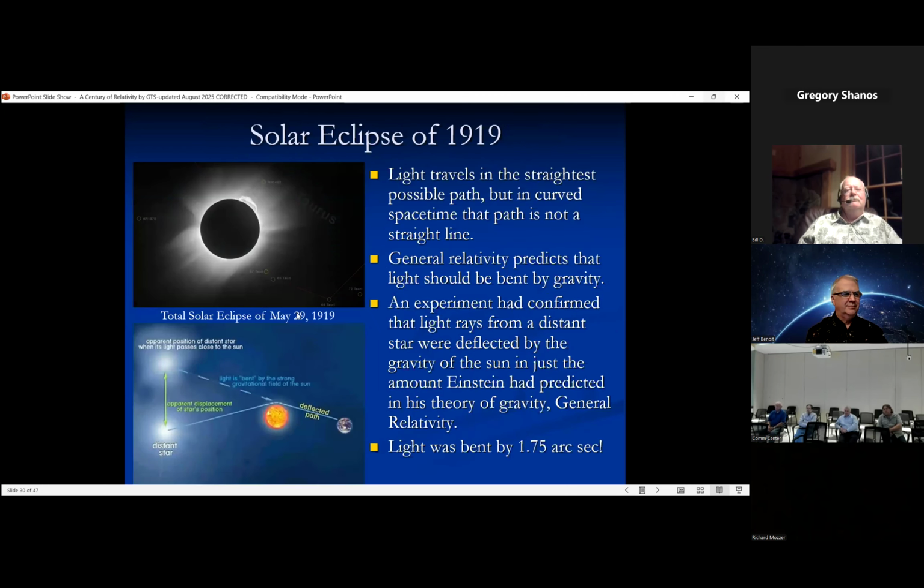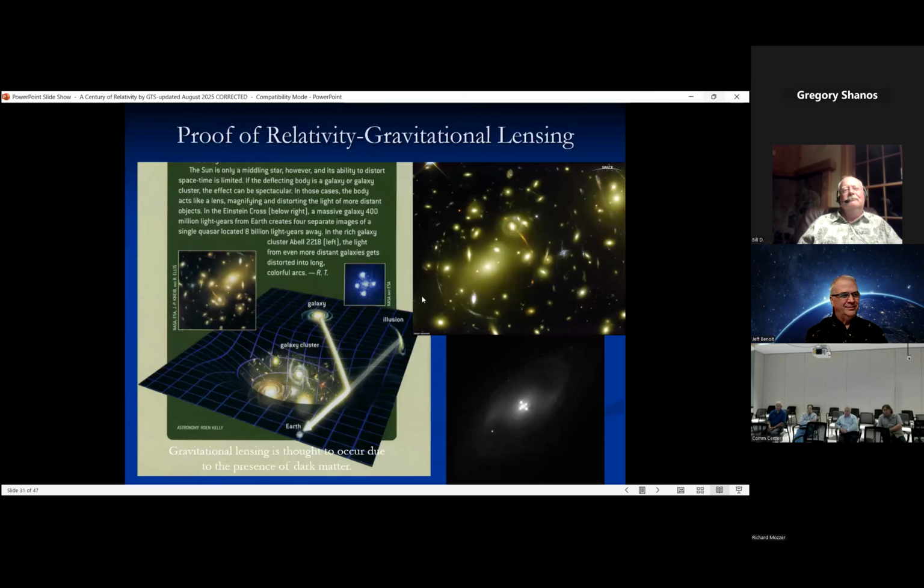Then the solar eclipse of May 29th was also used to confirm relativity. This was an actual picture of that eclipse. Look at that prominence. That's gorgeous. But so light was bent by 1.75 arc seconds. And then, of course, gravitational lensing, which we've seen a lot of examples of from the Webb and the Hubble Space Telescope.